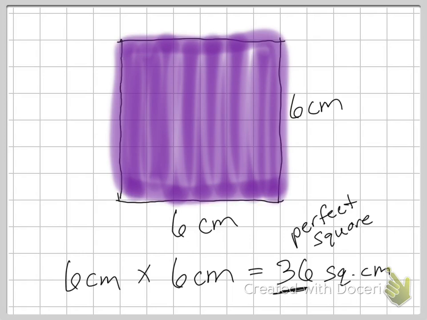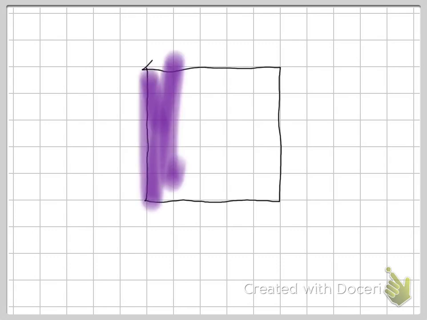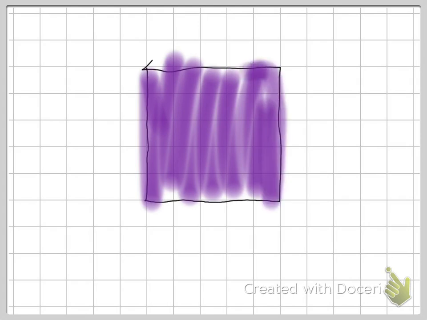Okay. What if I wanted to find a 5 centimeter by 5 centimeter box? First, I would trace it. 1, 2, 3, 4, 5, on each side. And color it in. Probably a little neater when you do it on your paper. That was a little messy.